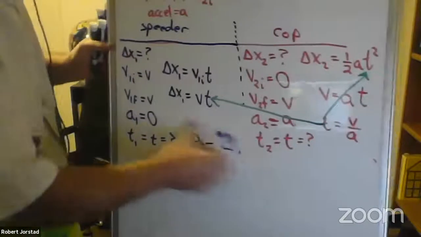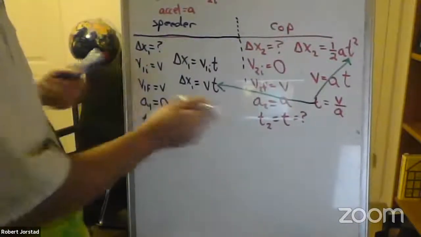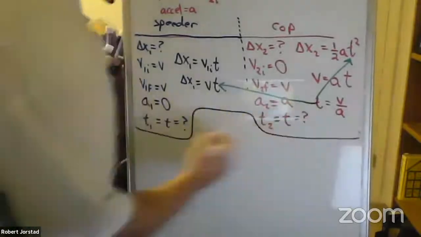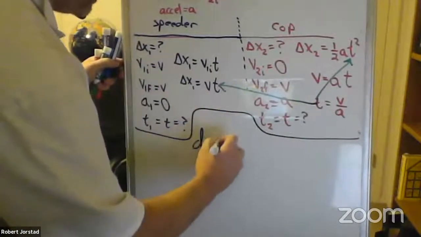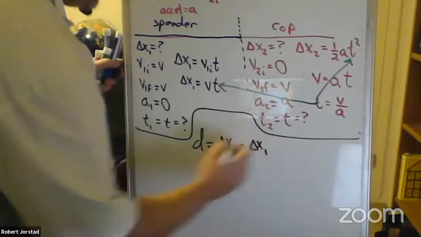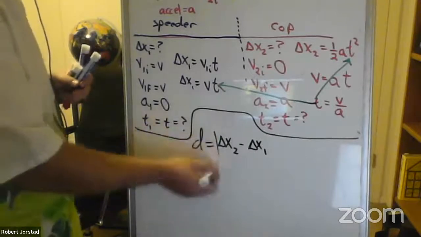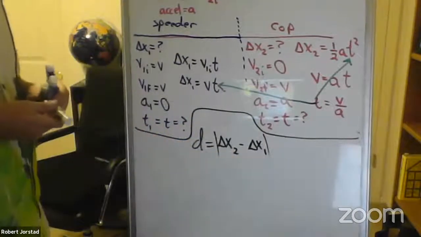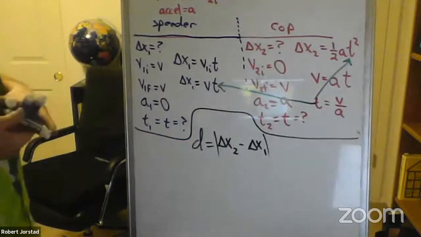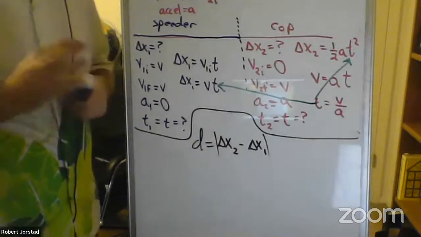I'm running out of room. I got to do this down here. Sorry. There we go. Now, if you weren't sure, you could stick absolute values on there. But it's the bigger one minus the smaller one that gives you the distance between.